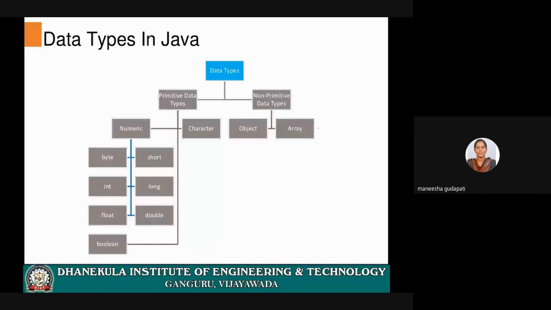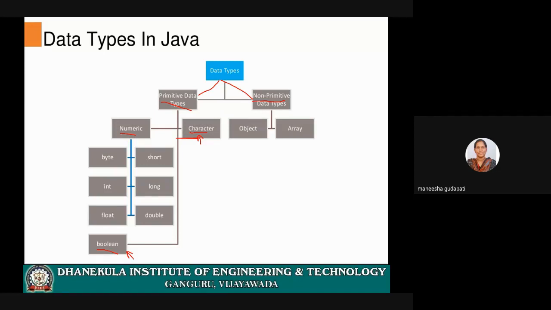Okay. Next. How many data types do we have? We have two categories. The first category is primitive data type and the second category is non-primitive data type. In primitive data type, just like in C, we have numerical, character and Boolean types. What is the character data type? It stores alphabets. What is the Boolean type? It holds either true or false.